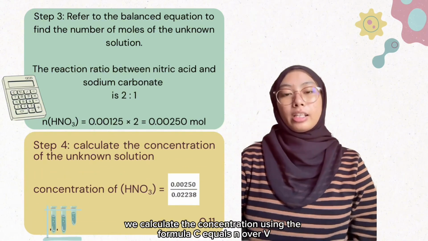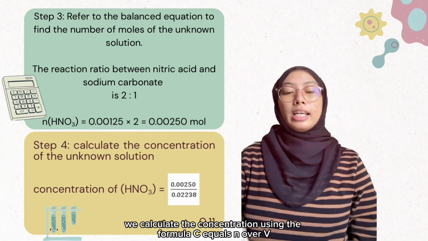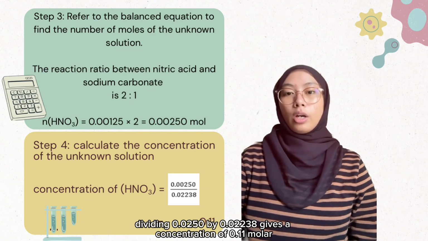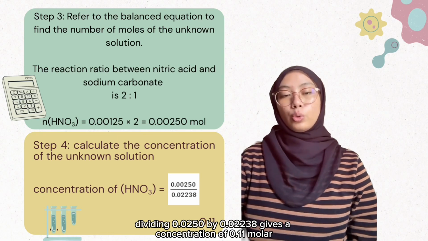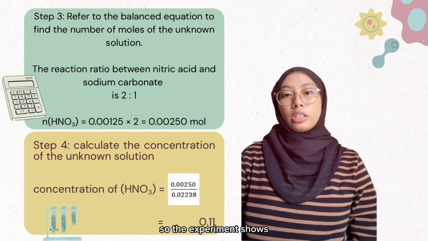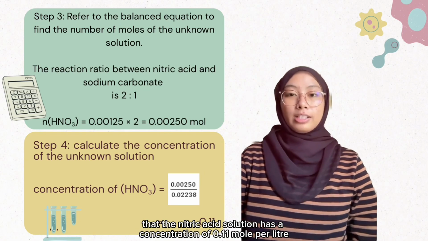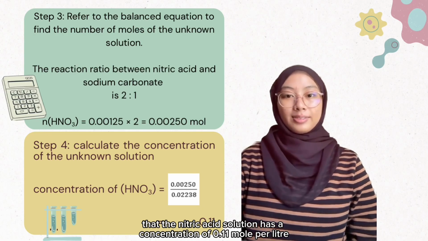Finally, we calculate the concentration using the formula C equals n over V. Dividing 0.00250 by 0.02238 gives a concentration of 0.11 molar. So the experiment shows that the nitric acid solution has a concentration of 0.11 mole per liter.